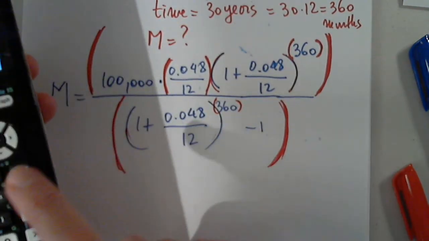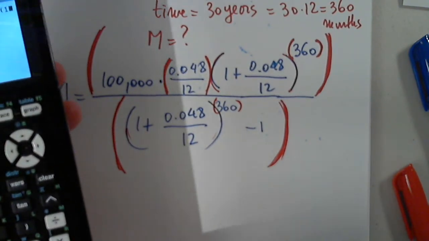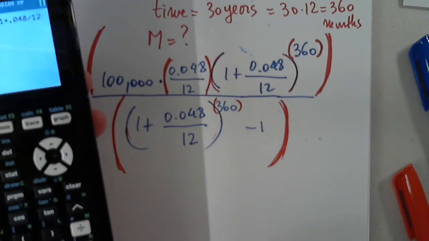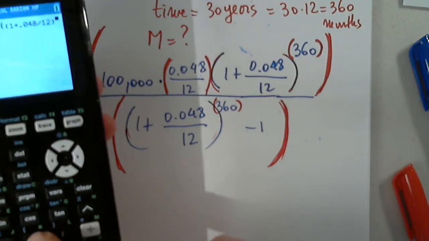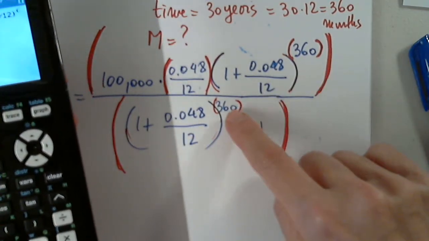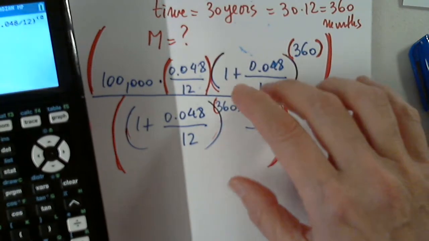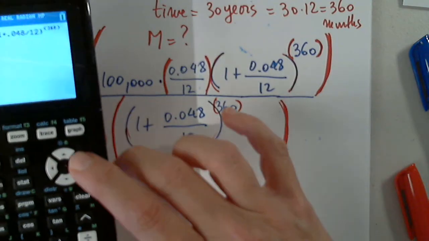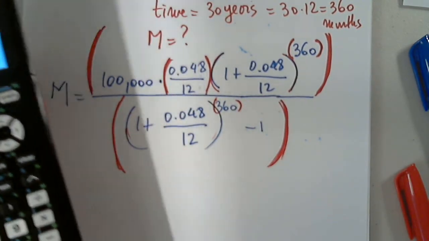Left parenthesis, another left parenthesis, 1 plus 0.048 divided by 12, close, put the caret for the power, parentheses. It may not require parentheses, but if it's a negative number, it may. So that's me. I want to be on the safe side. Come down from there, put -1, and close the parenthesis.